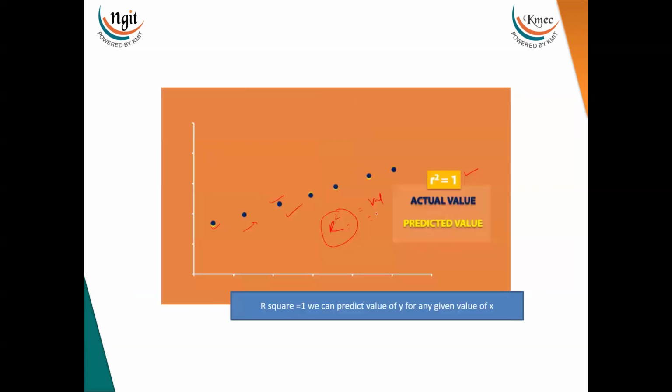Okay, so this is all for today's class. In the next session, I'm going to discuss how we find out this 1 minus RSS by TSS, and we will discuss it with one example.